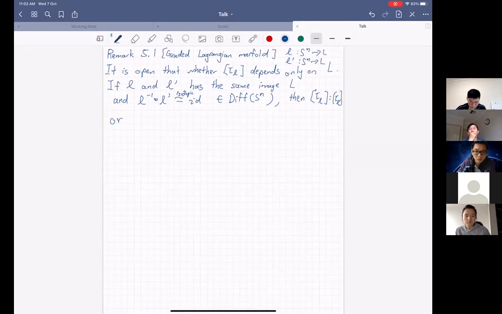Or they just differ by a rotation. You can also prove it.